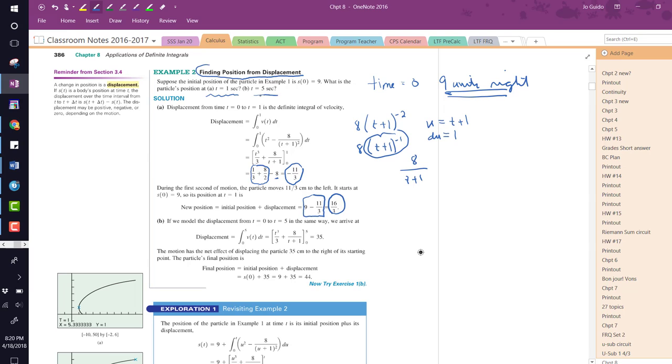To answer the second part of the question, the only difference here is that our upper limit of integration is 5, and so we do that calculation and find out that our particle is now 44 units to the right.